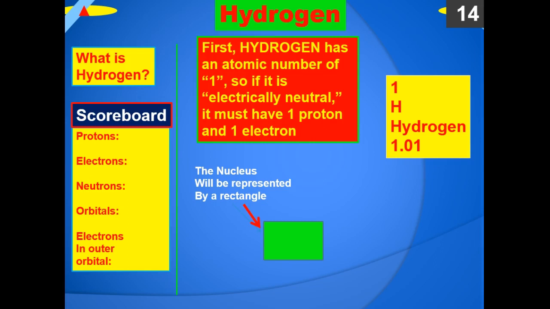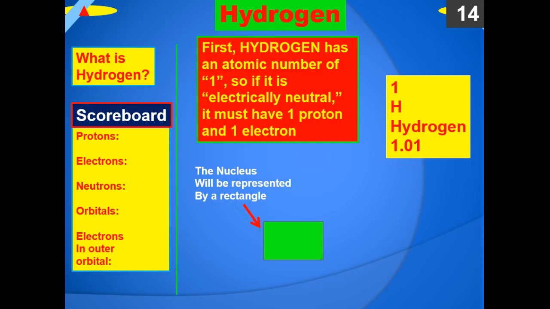Over on the right, you see the representation for hydrogen, the entry that you would see on a periodic table. The atomic number is the number 1 on the top. The atomic symbol is the H, the name of the element, hydrogen, and then the average atomic mass for hydrogen atoms is 1.01.